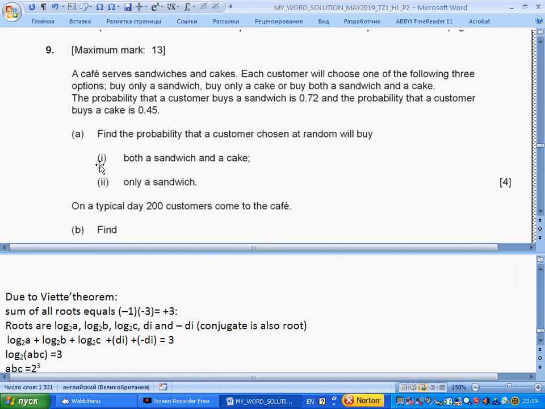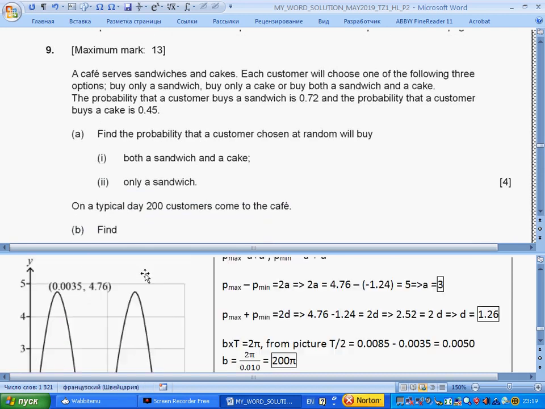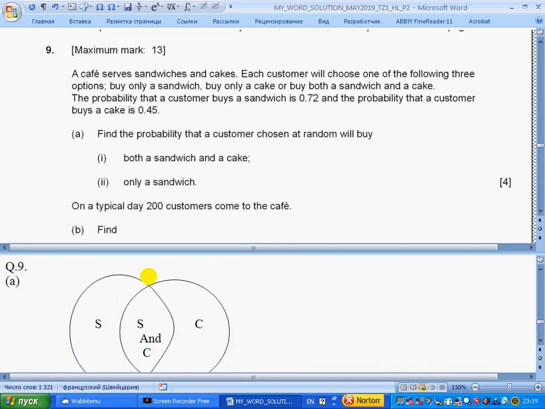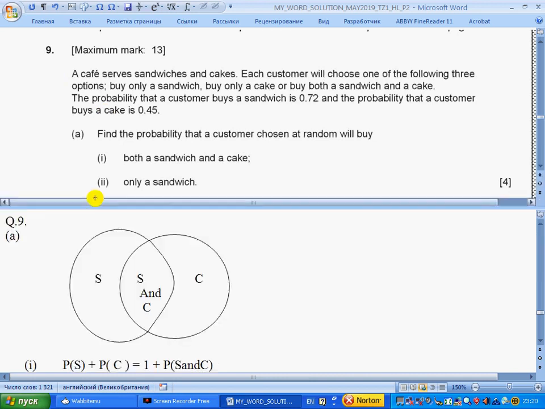Section B, question 9. And here we'll prepare solutions for question 9. Here they are. Right. A cafe serves sandwiches and cakes. Each customer will choose one of the following 3 options: buy one sandwich, buy only a cake, or buy both a sandwich and a cake. The probability that the customer buys a sandwich is 0.72. Probability that the customer buys a cake is 0.45. A. Find the probability that a customer chosen at random will buy both a sandwich and a cake.